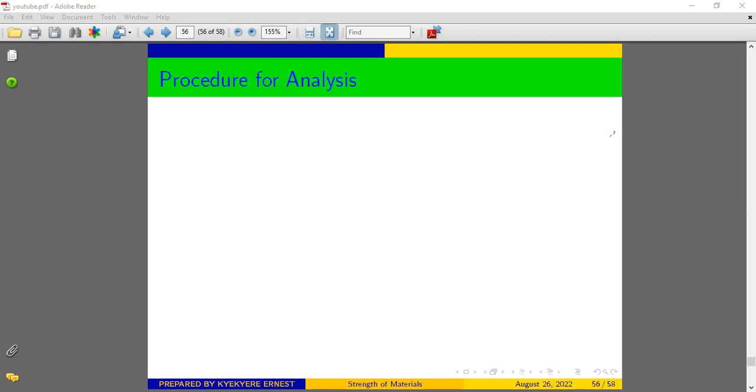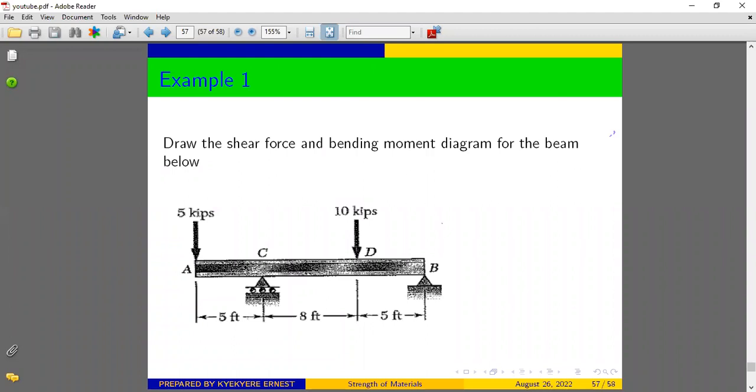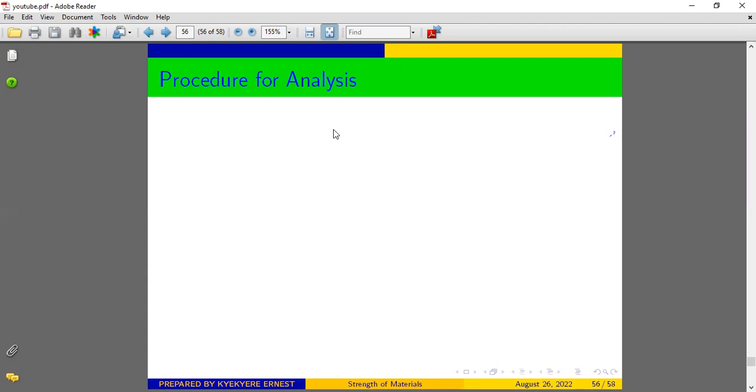So let's go to our next slide. Draw the shear force and bending moment diagram for the beam below. So we have been given this beam and we are asked to draw the bending moment and the shear force diagram. Quickly, let's look at how we are going to analyze. Let us use a blank space here.